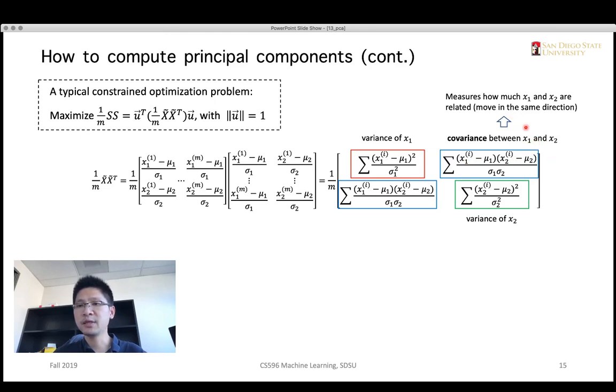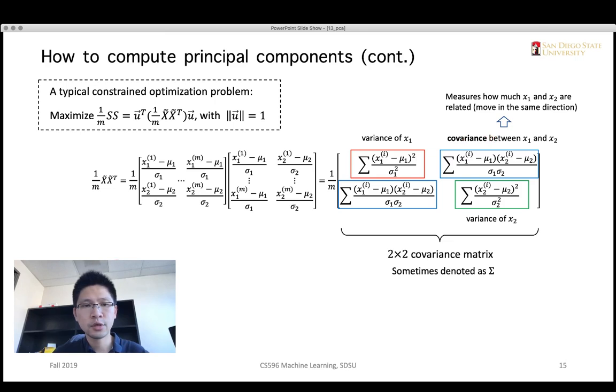In terms of the meaning of the covariance, it represents how much x1 and x2 are related, how the two features are correlated or move in the same direction. If you look at the shape of x tilde times x tilde transpose, it's actually a pretty small matrix. It's just a 2 by 2 covariance matrix. Sometimes we write it as big sigma.